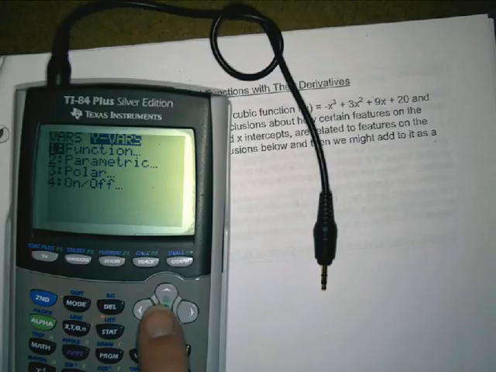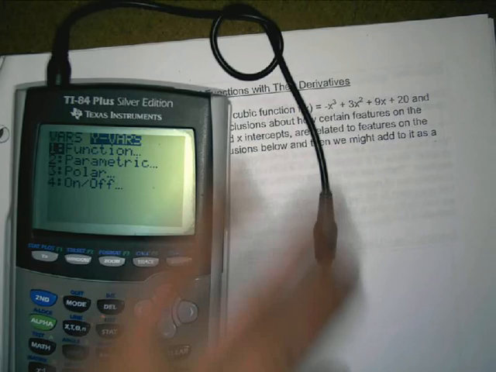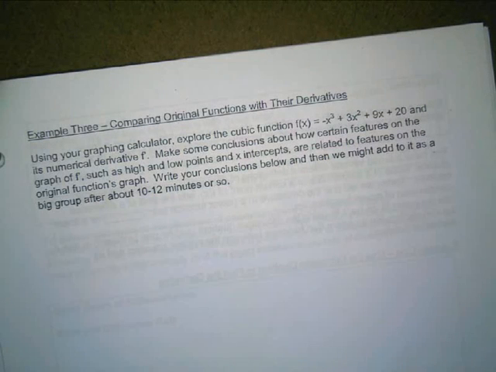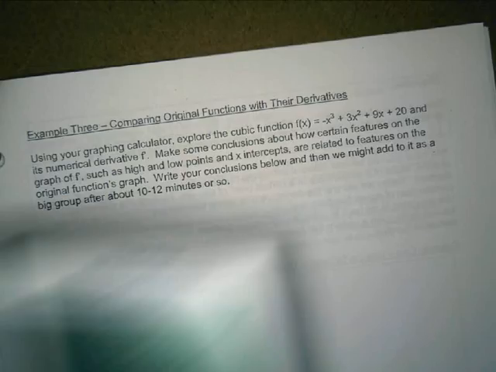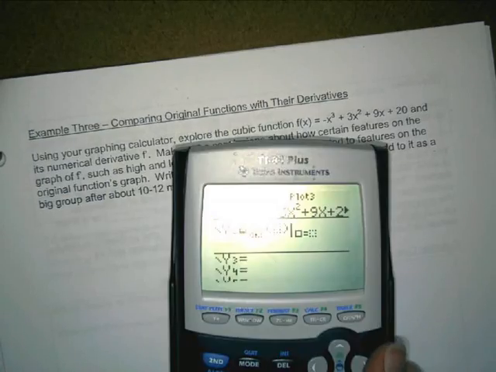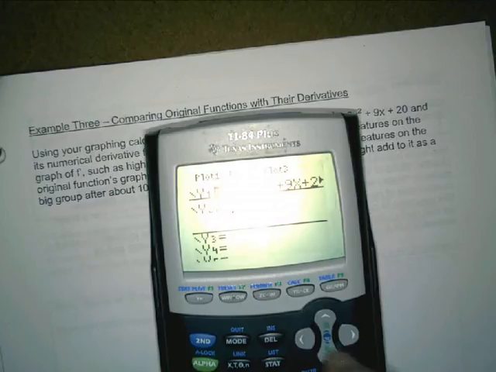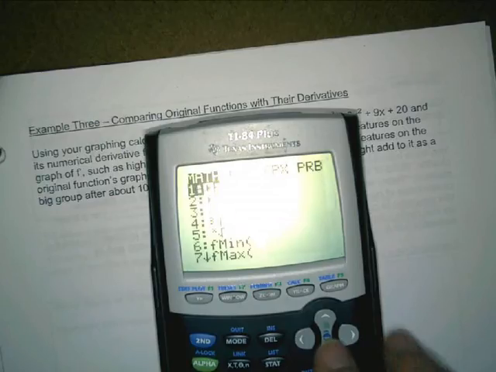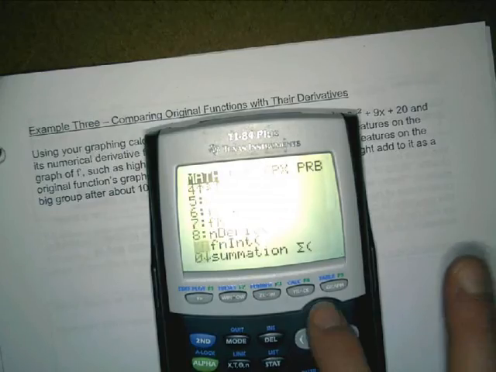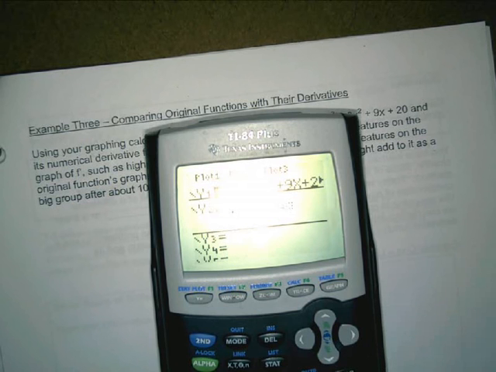It yells at me for argument. Wait, mine doesn't look like that. Mine looks the same to me. Go to VARS, then go over to Y-VARS. Dang it. This is what yours looks like? Mine doesn't have the big glare on it.